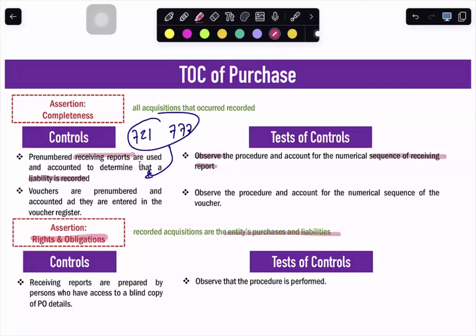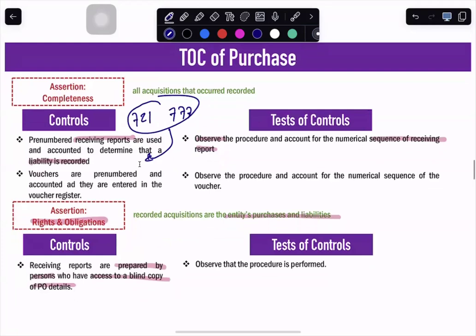First, receiving reports are prepared by persons who have access to a blind copy of PO details. So what is a blind copy? Normally your PO is only sent to the four departments, right? When we say blind copy, it is like your CC in your email. You just furnish them with a copy of that PO without the necessary details, possibly for filing only.